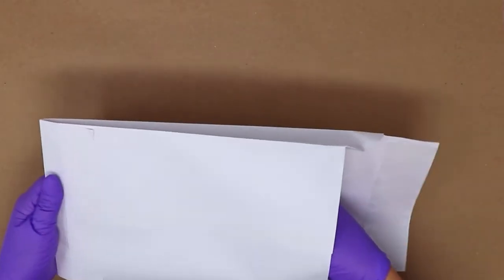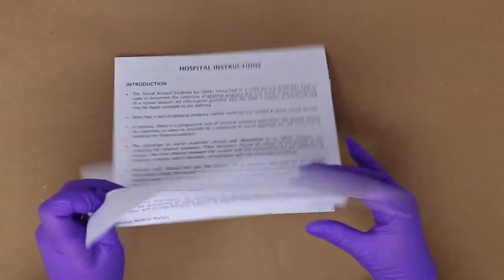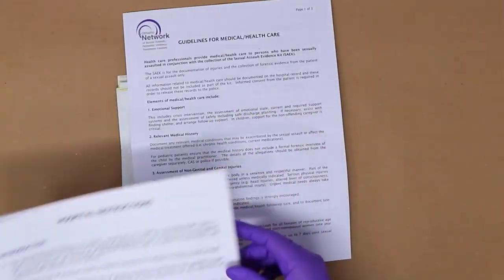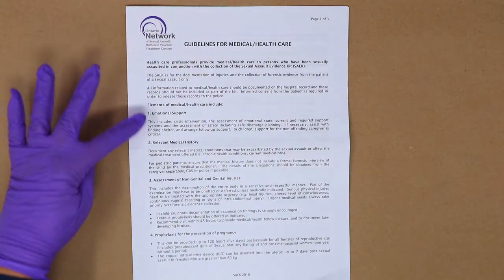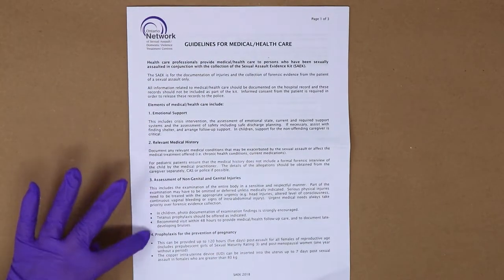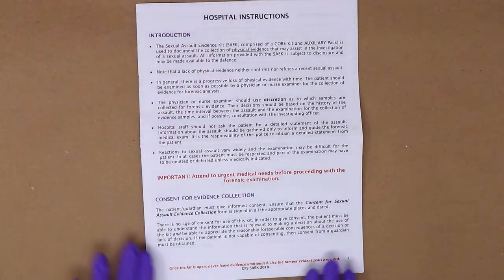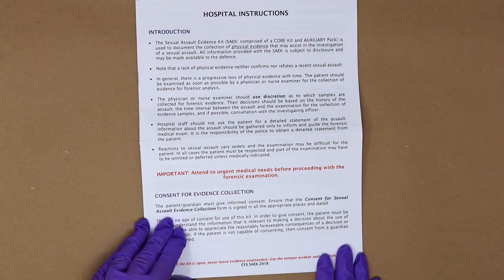The amount of paperwork contained within this bundle is significant, and care should be taken to organize it in advance. The paperwork bundle includes guidelines for medical and health care, as well as a hospital instructions booklet. The guidelines for medical and health care include information around emotional support, relevant medical history, assessment of injuries, and prophylaxis for pregnancy and STIs. The hospital instructions booklet contains detailed information with respect to the collection of the sexual assault evidence kit. Always attend to urgent medical needs before proceeding with forensic examination.